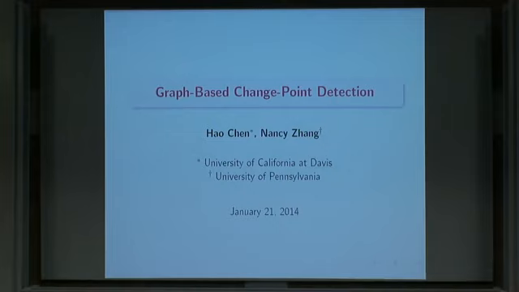So week 2 is broadly based around the theme of change points and related processes in social and economic sciences. We're going to have talks on everything from social networks through to econometric and financial applications this week. Our first speaker is going to be Hao Chen from UC Davis, and she's going to be talking about graph-based change point detection.